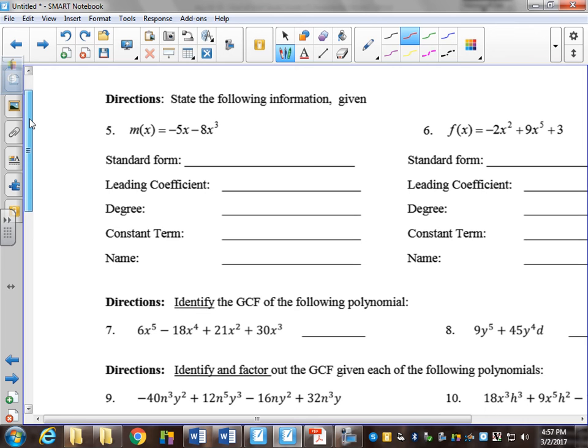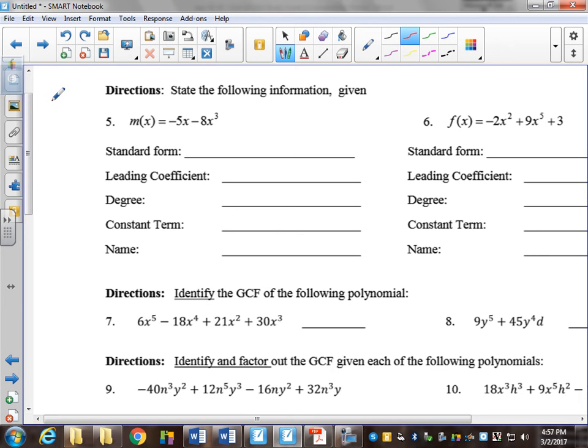Okay, factoring. M of x equals negative 5x minus 8x cubed. To put this in standard form, we need the highest exponent first. It goes in order from highest to lowest: negative 8x cubed minus 5x.